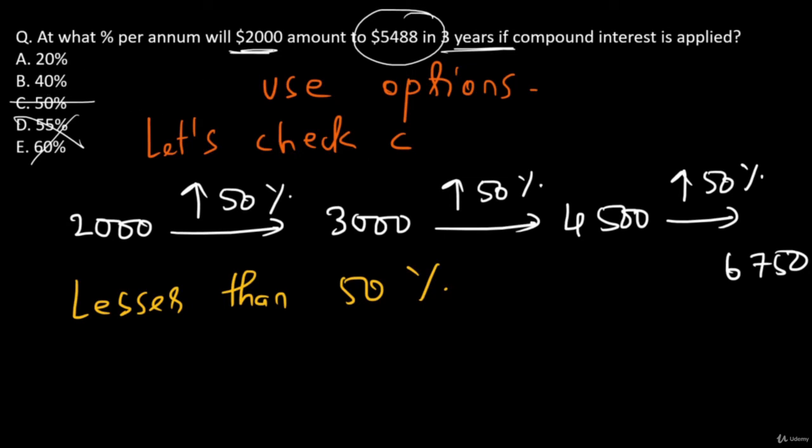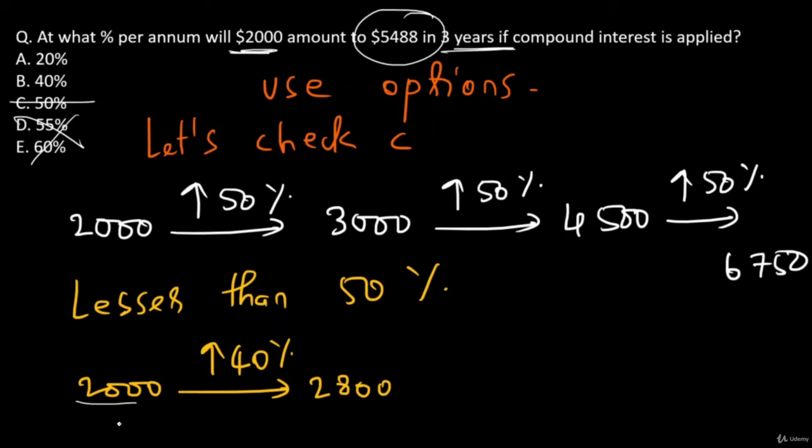Let's try 40%. If you increase 2000 by 40%, you will get to 2800. How do you do that? 10% would be 200. So 40% will be 200 into 4, which is 800. So 2000 plus 800 will give you 2800 over here. All right. So let me write that over here. 10% of 2000 is 200. So 40% of 2000 will be 200 into 4, which is 800. That's how you get 2800 over here.